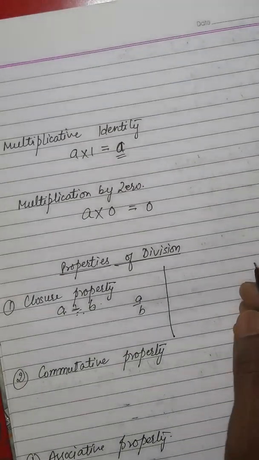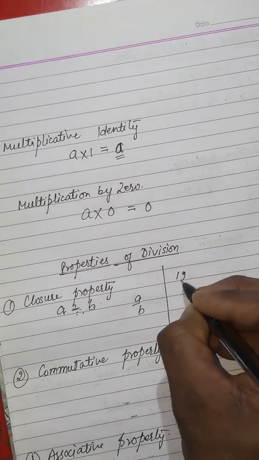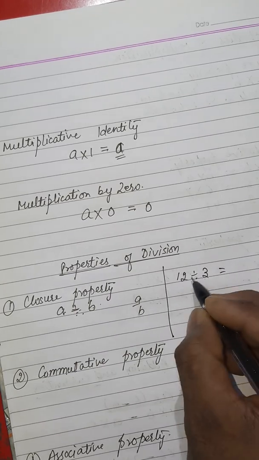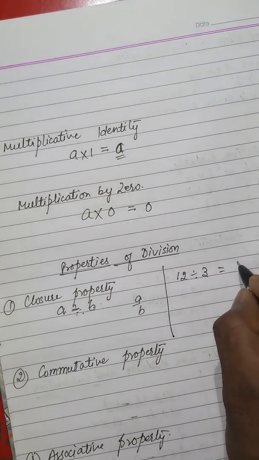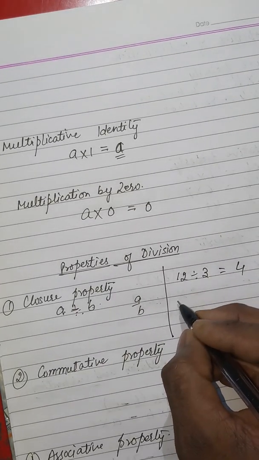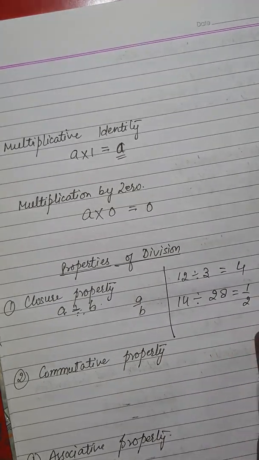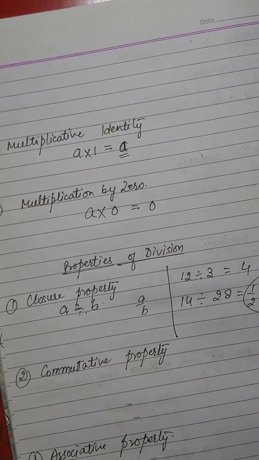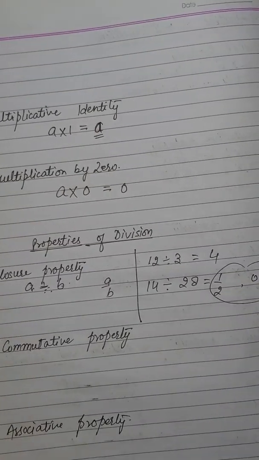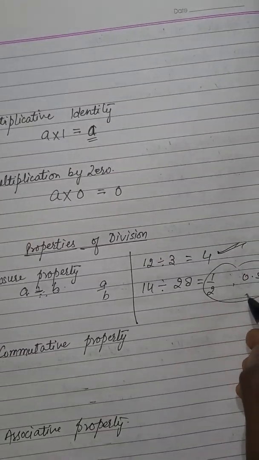For example, if 12 and 3 are two whole numbers, if 12 is divided by 3 we will get 4. But in the second case, if 14 is divided by 28 we will get 1/2 or 0.5, which is not a whole number. So in terms of division, the closure property may or may not be followed.